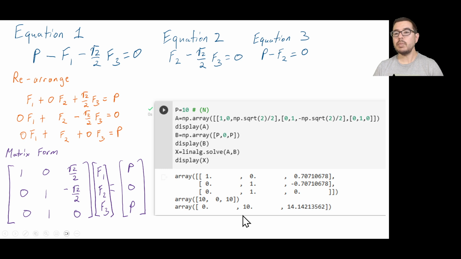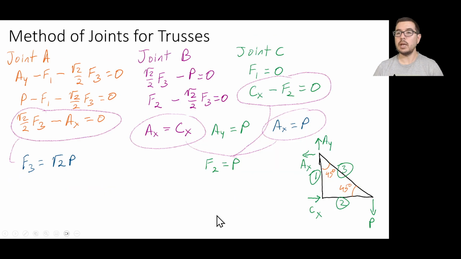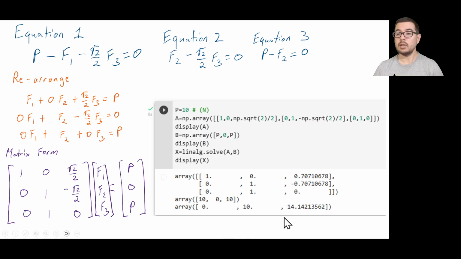And that makes sense because on the previous slide, we said f1 was equal to 0. We said f2 is equal to p, right? And p is equal to 10, so it's equal to 10. We said f3 is equal to square root of 2 times p, okay? And square root of 2 times 10 is going to be 14, right? Because square root of 2 would have been 1.41 approximately, times 10. All right, so that is how it's solved.